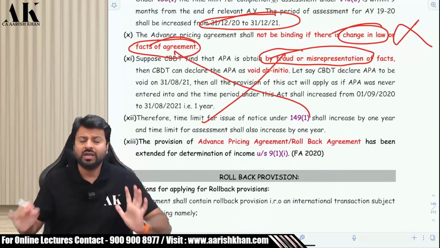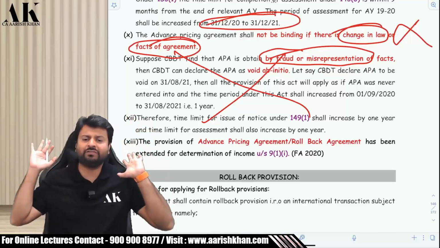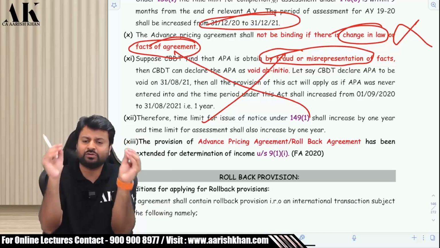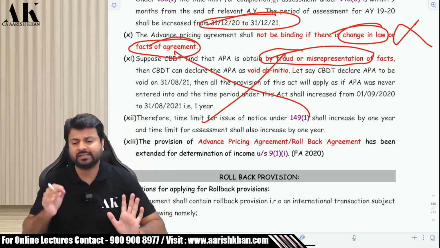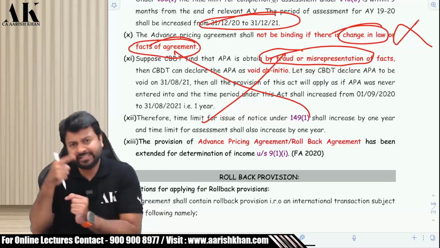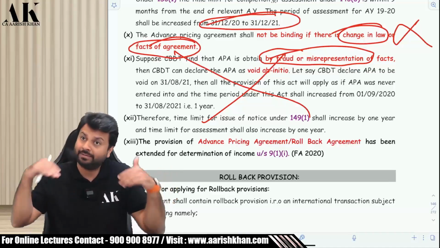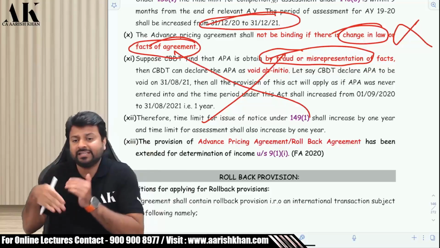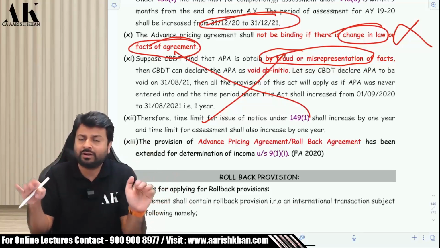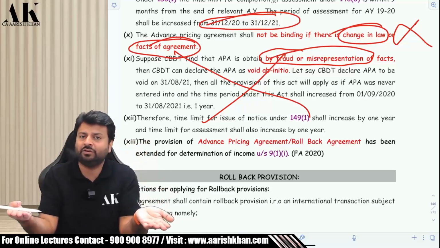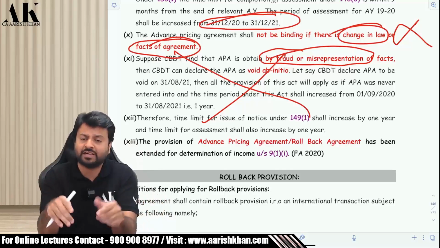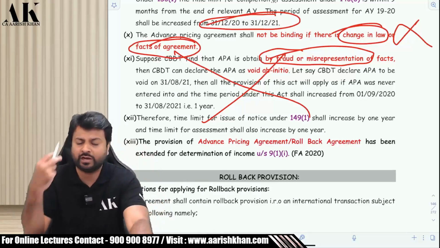then advance pricing agreement will be void ab initio and all the provisions of the income tax law will apply, and the assessing officer will get extra time to complete the assessment, to send the notice, and all those things the assessing officer can do on your behalf. Check it please. So in case there is a change in law, advance pricing agreement is not applicable, then the new law will be applicable. In case there is a change in the facts of your transaction, facts of your agreement, then advance pricing agreement will not apply, then the new facts will apply. As per the new facts, the arm's length price will be determined. Or if there is a fraud or misrepresentation of facts done by you, then the advance pricing agreement is void ab initio, from the very beginning.